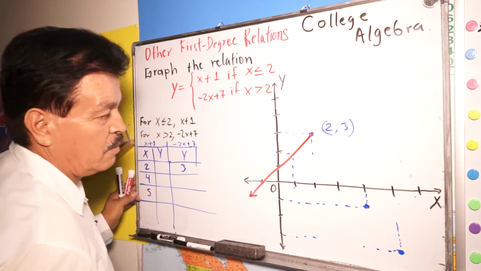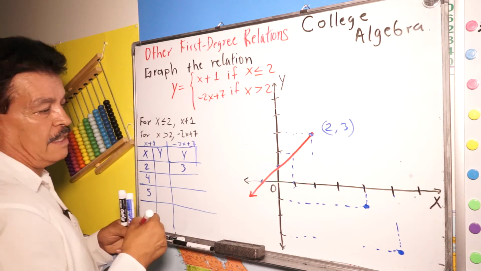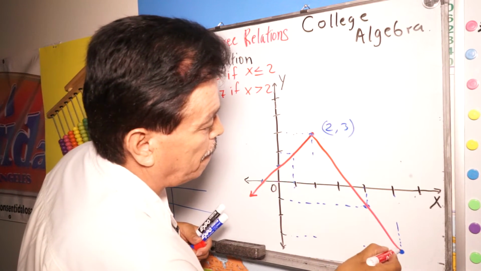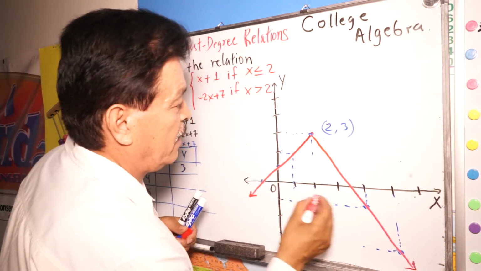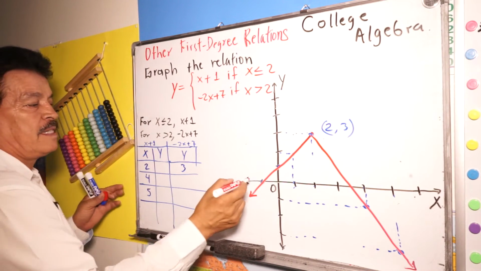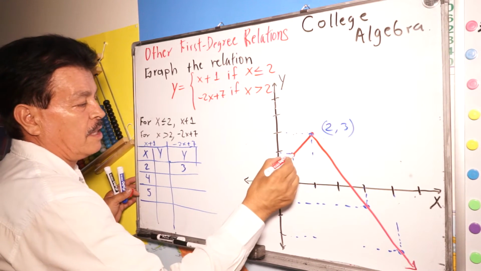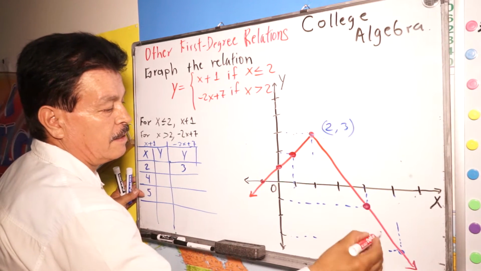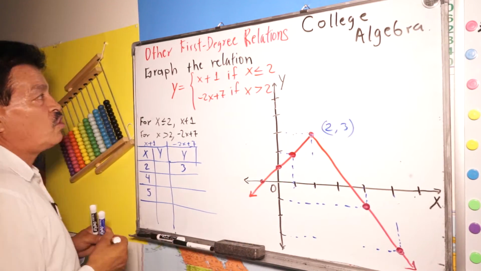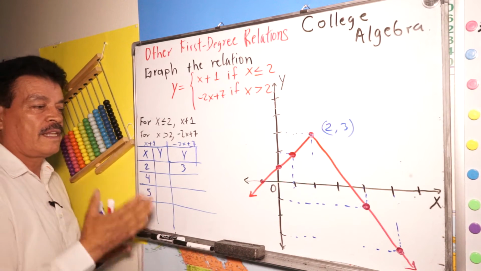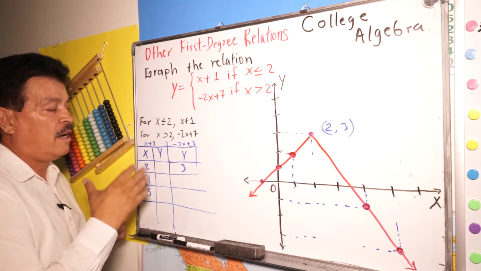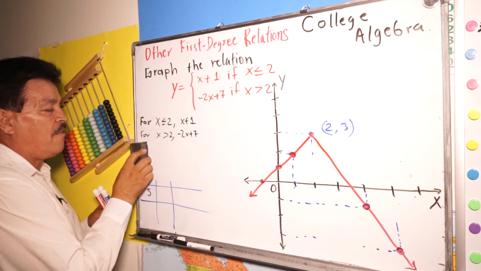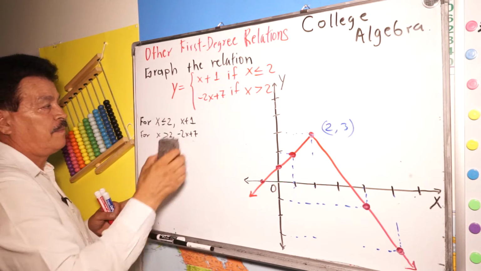Something like this. All right. So our graph is running in this way. All right, guys, it's very simple. Some points right here, another point right here, right here. Just graph the relation. This is our main object. So we just need to graph this relation.